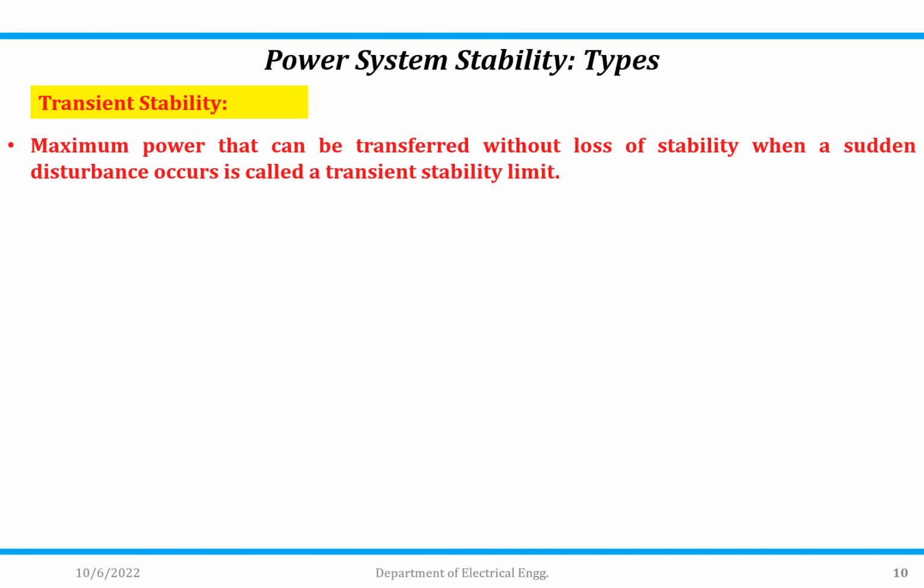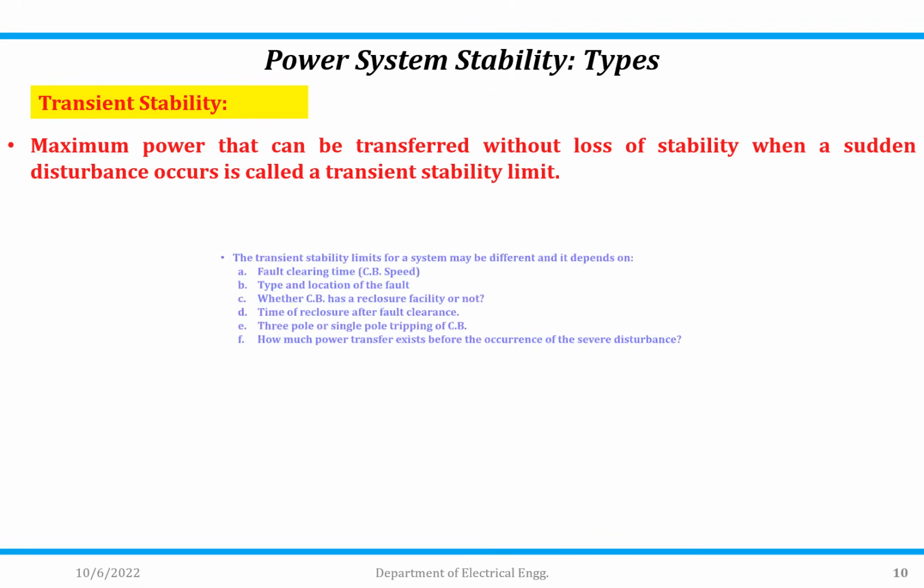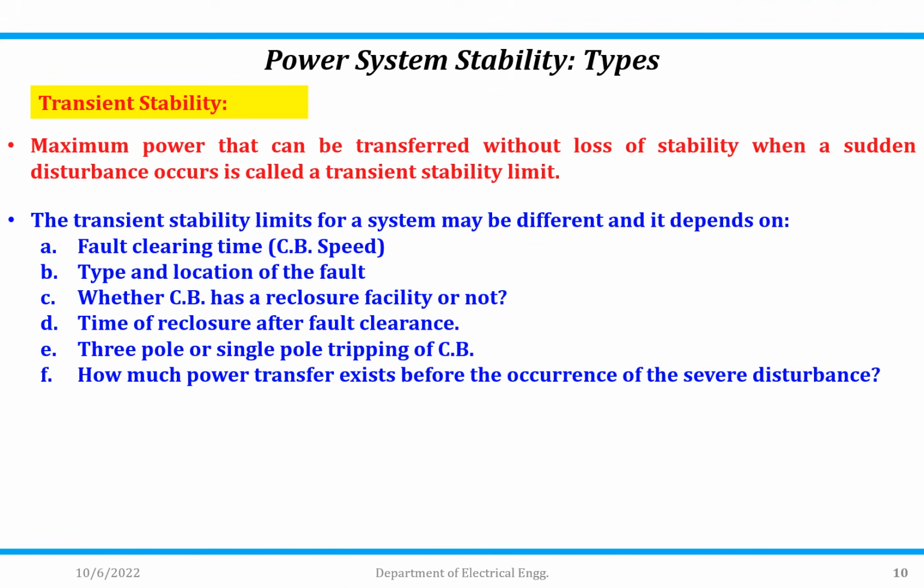Now the maximum power that can be transferred without loss of stability when a sudden disturbance occurs is called the transient stability limit. The transient stability limit of the system may be different and may depend upon the following points. Fault clearing time of the circuit breaker: if the circuit breaker operates quickly, with lesser fault clearing time, then the acceleration of the rotor will be lesser and it will achieve transient stability quickly. Then the type and location of the fault, whether the fault is at the midpoint of the line, near the generator bus, or near the infinite bus. So the position will matter to transient stability.